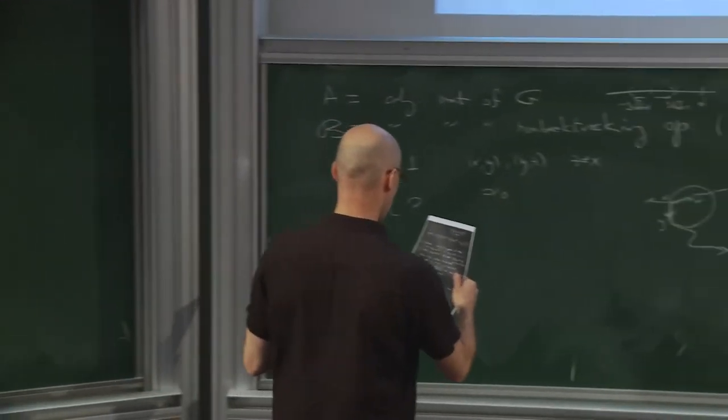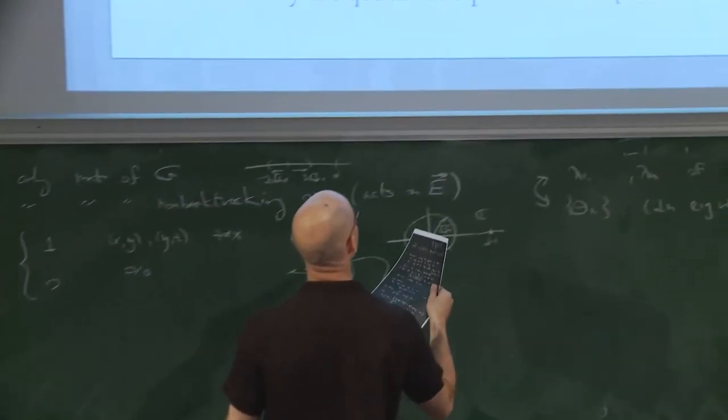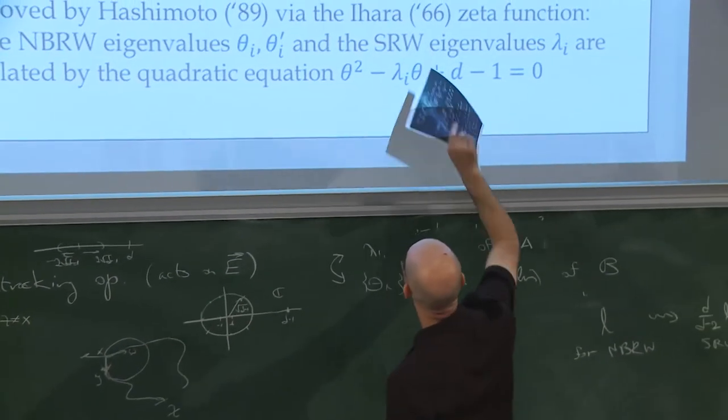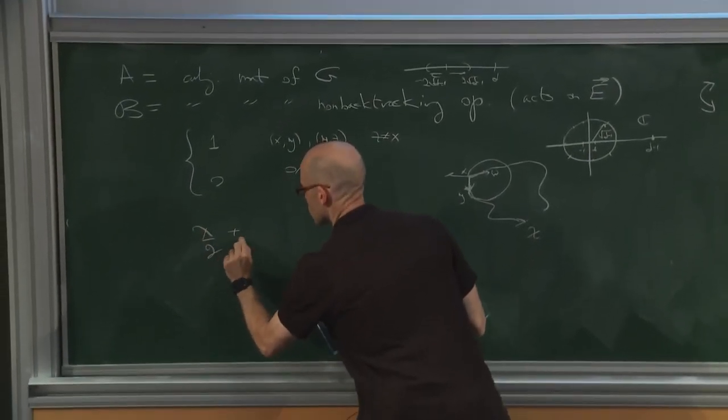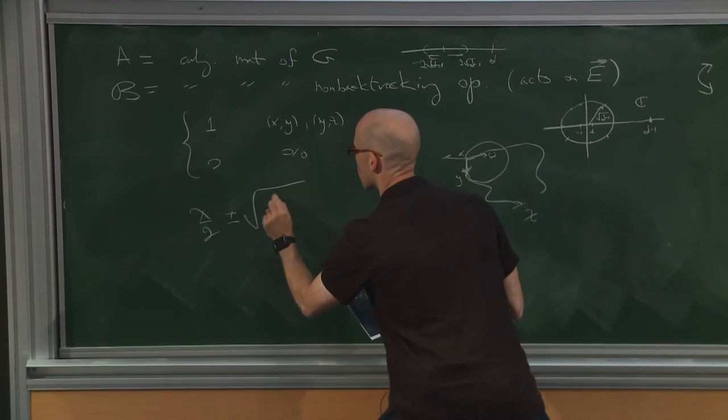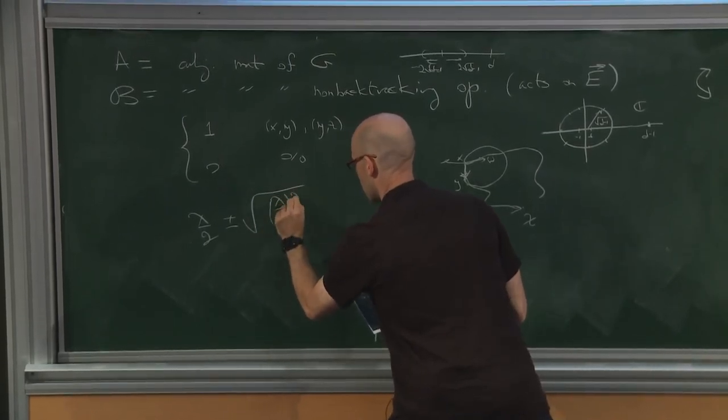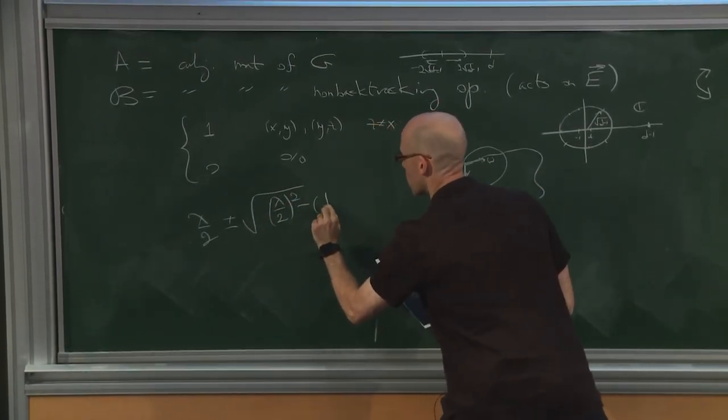Also, by the way, if you look at this formula, maybe we'll write it very quickly. So this is the solution, right? This is the solution of a quadratic minus d minus 1.